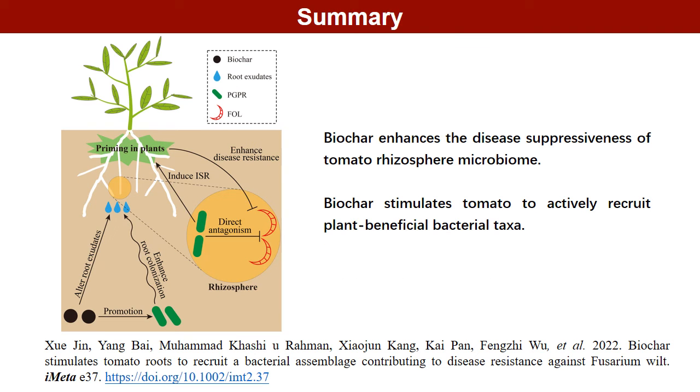Summary. Biochar enhances the disease-suppressiveness of tomato rhizosphere microbiome. Biochar stimulates tomato to actively recruit plant-beneficial bacterial taxa. This study showed that biochar-elicited recruitment of PGPR contributed to the enhanced disease suppressiveness of tomato rhizosphere microbiome against Fusarium wilt. Results highlighted the importance of the host plant in this enhanced recruitment of PGPR.